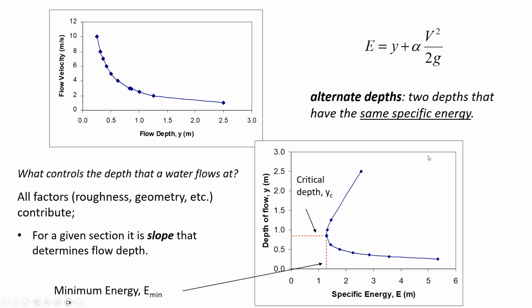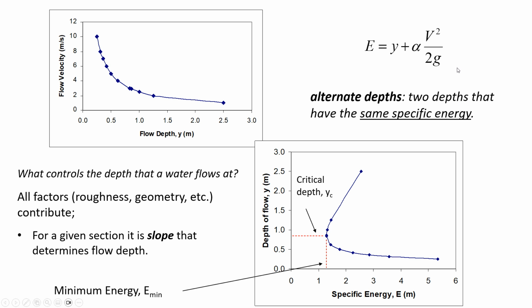So if you notice on this figure, if we were to pick a certain amount of specific energy, let's say 2 meters of specific energy. If I said there's 2 meters of specific energy in the water, if you go up, it crosses this curve in 2 locations. There is a supercritical depth associated with 2 meters of energy, and there's also a subcritical depth associated with 2 meters of energy. Those are called alternate depths. There's going to be 2 different depths that have the same amount of specific energy. And you'll have to trust me for now that that's significant and important.